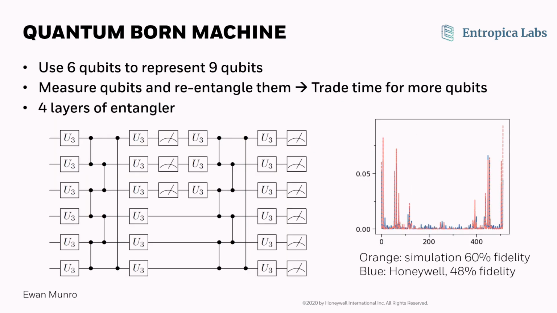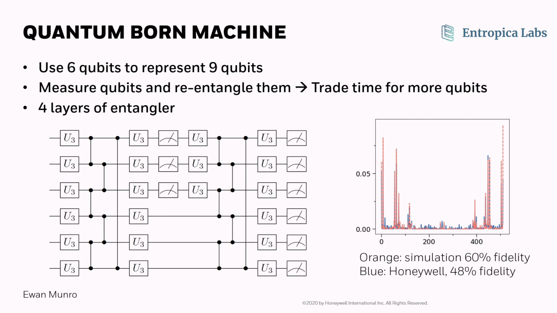But at the time, again, we only had 6 qubits, not the 9. So they were able to use those 6 qubits to represent the 9 you would need for this machine learning by measuring some of the qubits in the middle of the circuit and then re-entangling them, essentially trading time for more qubits. And so with these 4 layers of entanglement in the circuit shown below, they were able to do this machine learning problem. And on the right is the data run on our system.